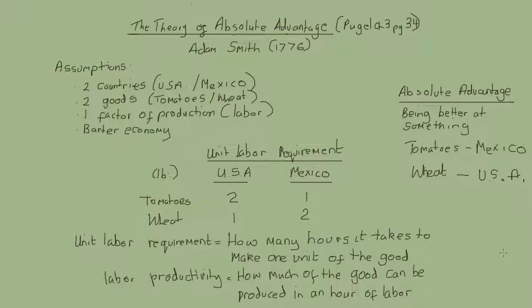So if these two countries start trading, we would expect the USA to export wheat to Mexico in exchange for Mexican tomatoes. And what we're going to do in the next video is sketch out some production possibility frontiers and look at what happens when trade takes place between these two countries.